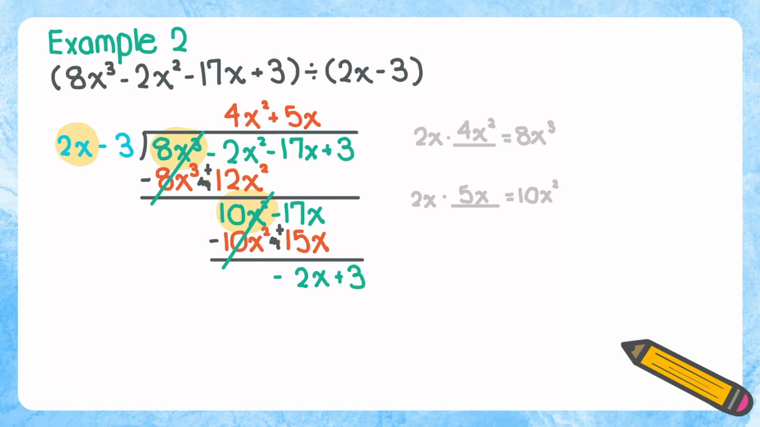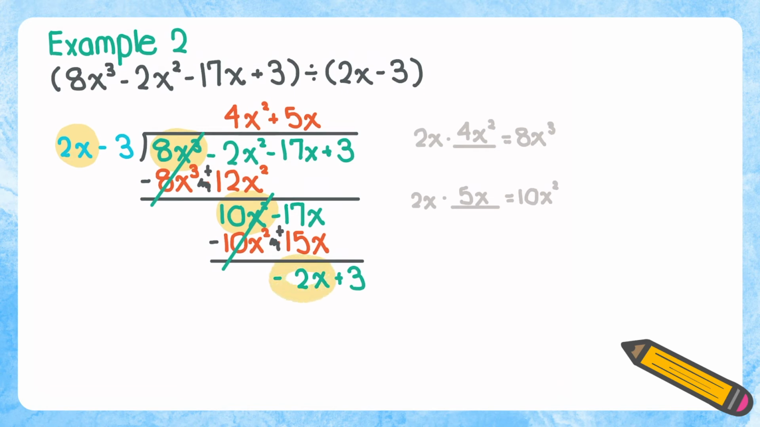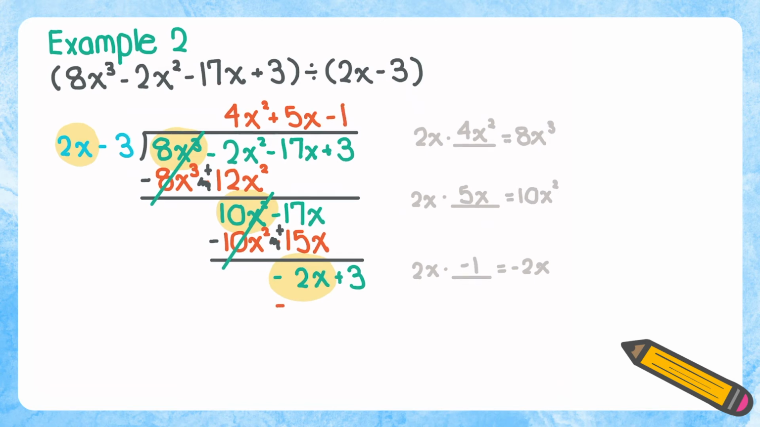And let's take it one more step. So now we're taking a look at the negative 2x. So 2x times what would equal negative 2x? Just simply a negative 1. So let me write that up here. And I'm going to distribute it. Negative 1 times 2x is negative 2x. Negative 1 times negative 3 is positive 3. And now I'm going to switch the signs of both terms.